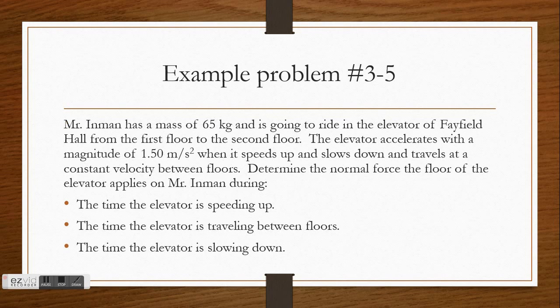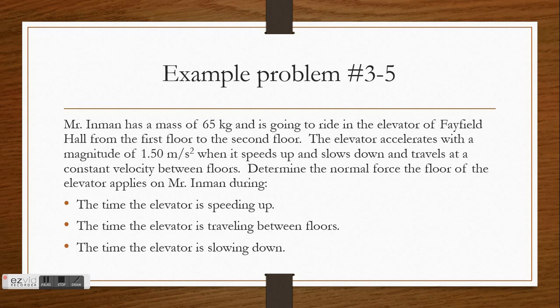So let's look at a quick example problem to look at how this might apply. I'm going to stand in the elevator in Fairfield Hall. I have a mass of about 65 kilograms, and I'm going to ride from the first floor to the second floor. Now, there are three different types of motion that happen going from the first floor to the second floor. The first type of motion is the elevator starts from rest and accelerates upward with a constant acceleration, and we've picked 1.5 meters per second squared as that constant acceleration.